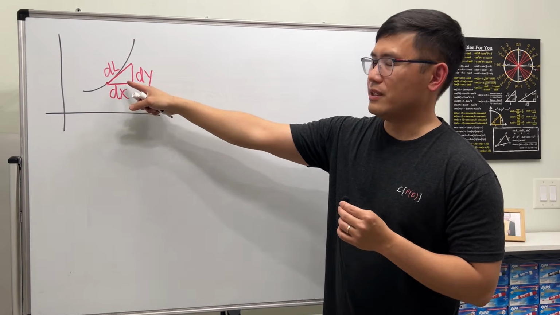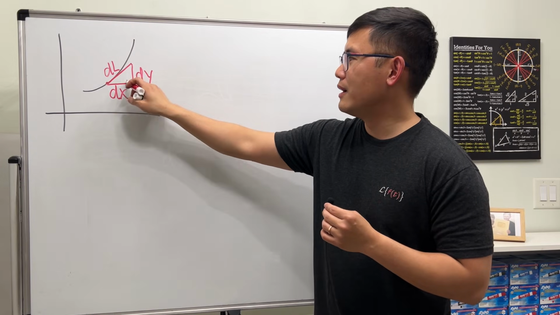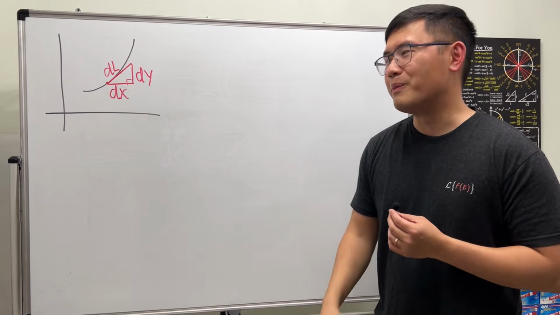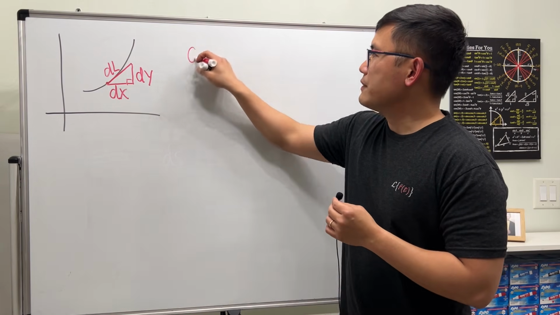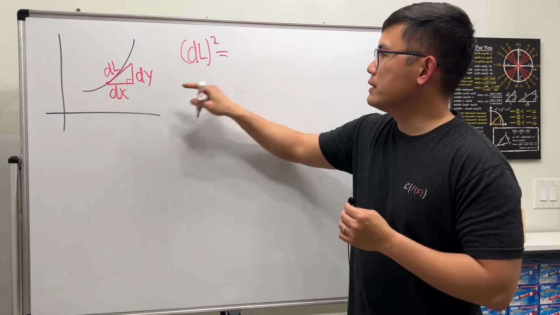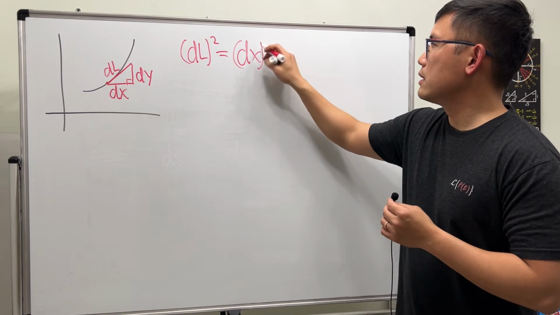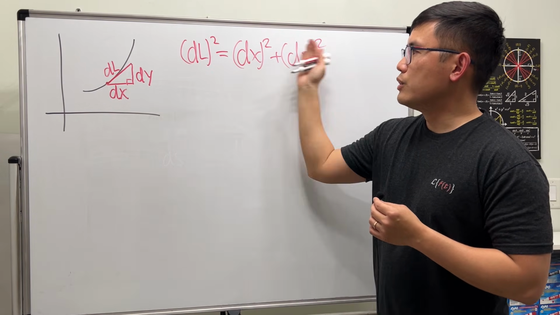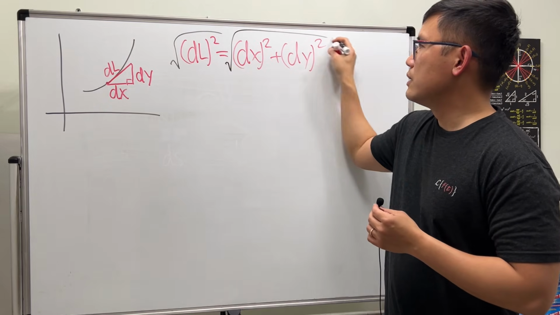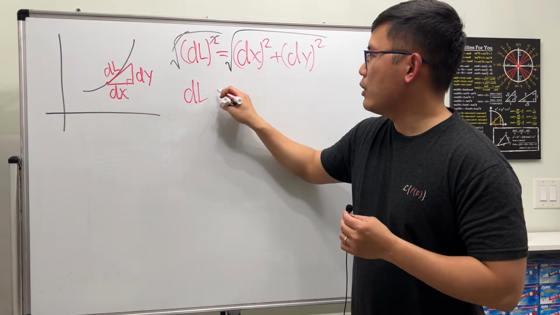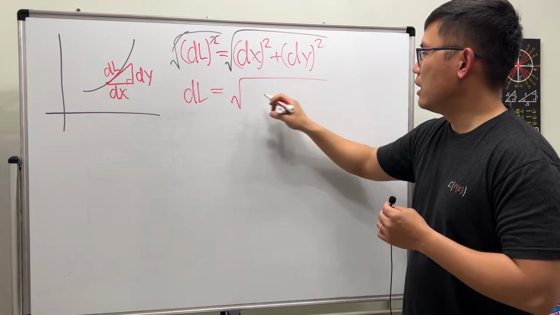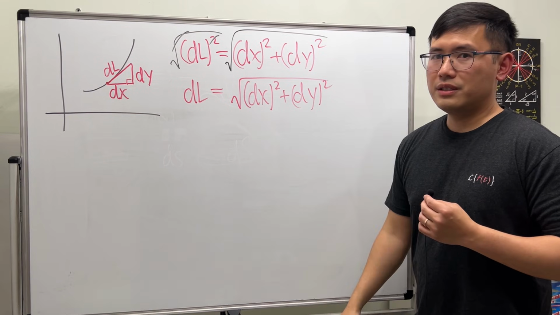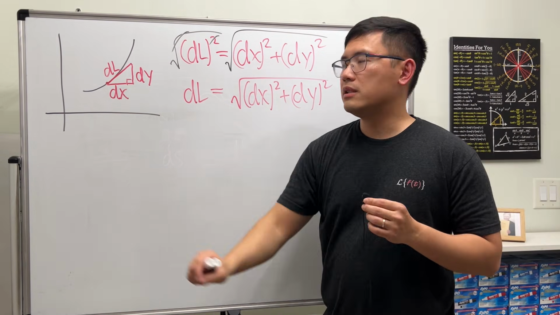Alright, now we have this, which is actually a right triangle. Right? Horizontal, vertical, right triangle. So what can we do? Pythagorean theorem. Okay, cool. So we must have dl squared equals this square plus that square. Very nice. Now, to isolate the dl, I can just square root both sides and take the positive version of it. So we get dl equals square root of dx squared plus dy squared. Good. And again, this right here is just a small piece of the arc.